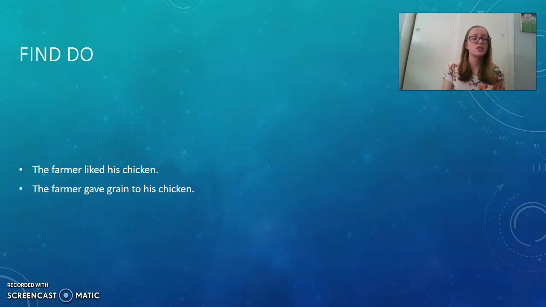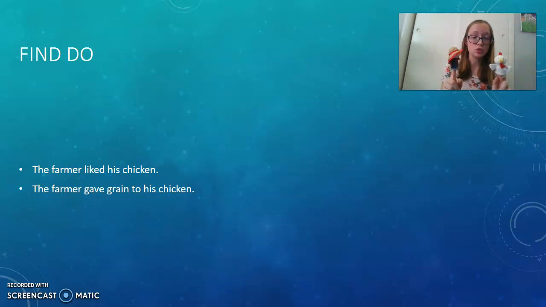Now we're going to find the direct object in the next two sentences. The farmer liked his chick. What is the verb in this sentence? Liked is the verb, and farmer is the subject. The farmer liked what? The farmer liked his chicken. Sorry, chicken, not chick. The farmer liked his chicken.